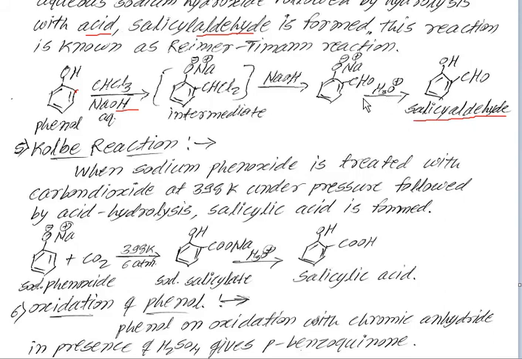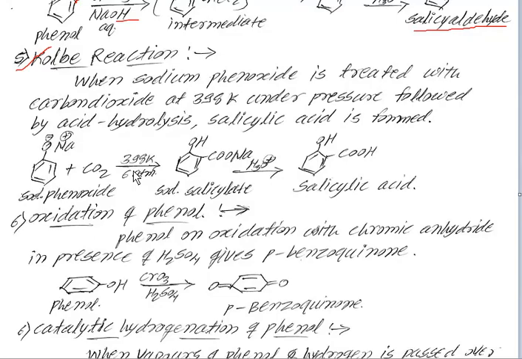In that reaction, the acidified H positive ion replaces the sodium atom, and we get a hydroxyl group. The benzene ring contains two functional groups: the hydroxyl group, the alcoholic group, and another one, the aldehydic group, that is CHO. So it is known as salicylaldehyde. The product is salicylaldehyde.